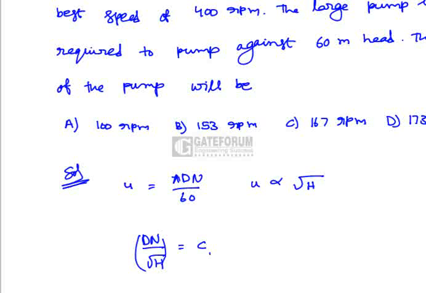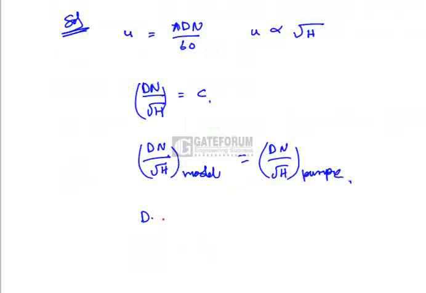So by using these two equations, the diameter of the pump is equal to 4 times the diameter of the model, which is 1/4 of the diameter of the pump. So we can write, let us say d is equal to the diameter of the model, so that 4d is the diameter of the pump, and the speed is given as 400 rpm for the model, and head available is equal to 20 meters.